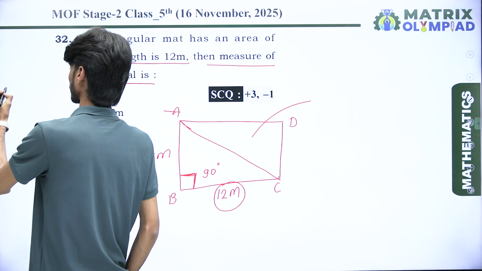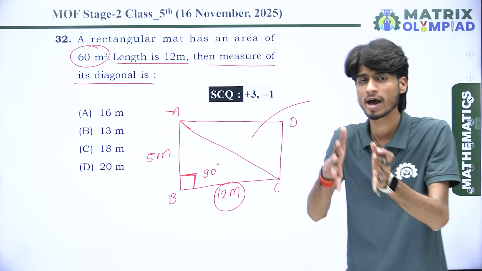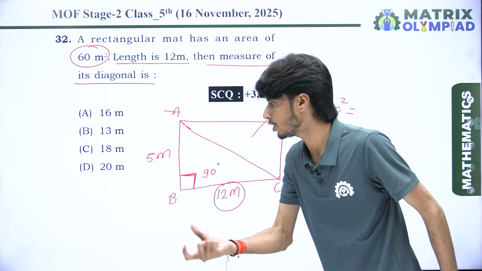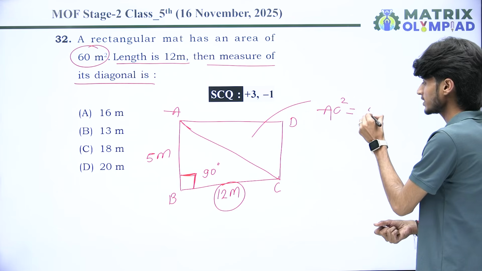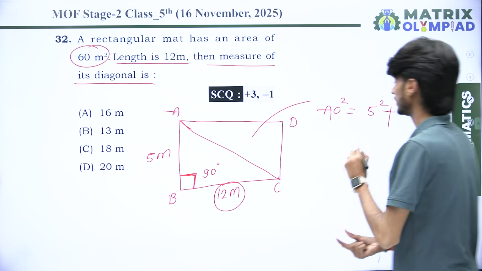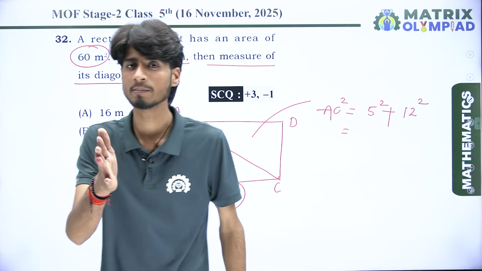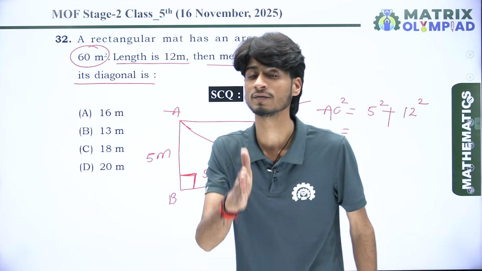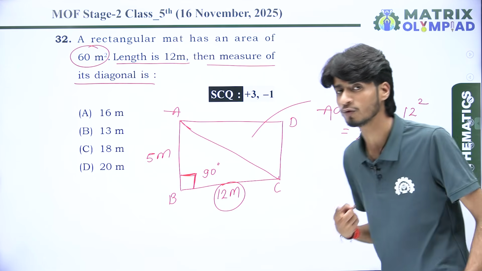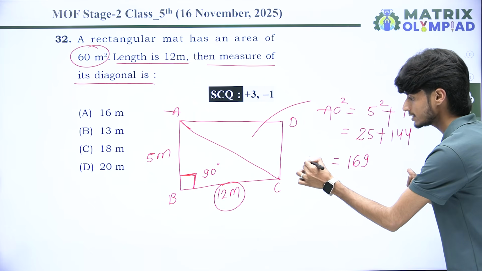What I'm saying is that the square of AC, the square of the diagonal AC, is equal to the square of perpendicular AB, which is equal to 5 meter, plus the square of base BC, that means the square of 12. You know very well how to find the square of a number. We multiply the number by itself. That means 5 multiplied by 5, which is equal to 25. Then you get 25 plus the square of 12, which is 144. Whenever you add both of them, you get 169.